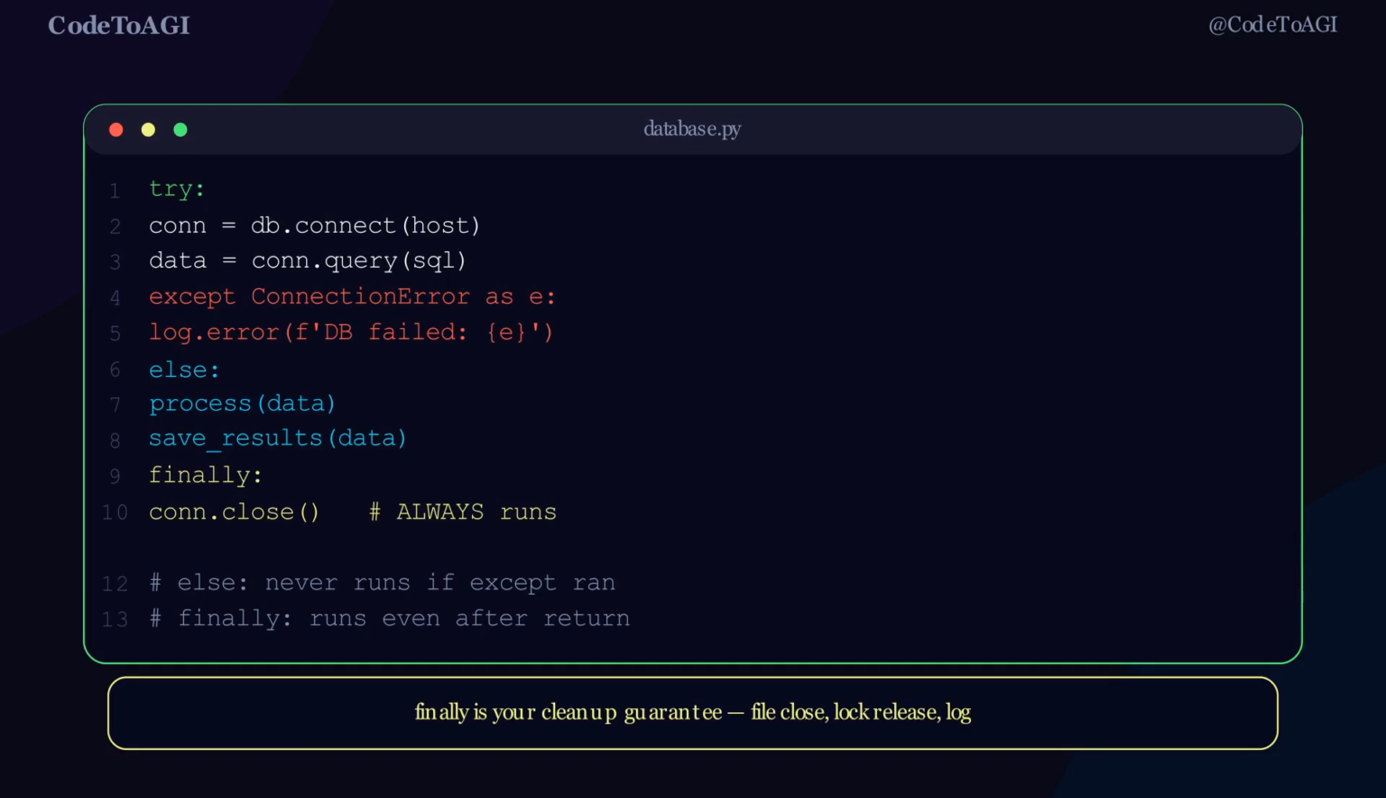Close the file. Release the lock. Log the result. The classic pattern. Try: do the work. Except: handle the error. Else: success path. Finally: cleanup always.